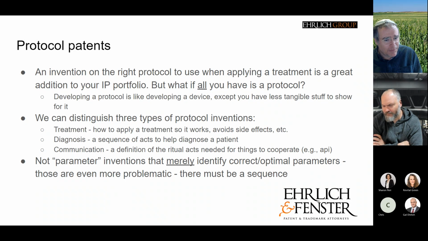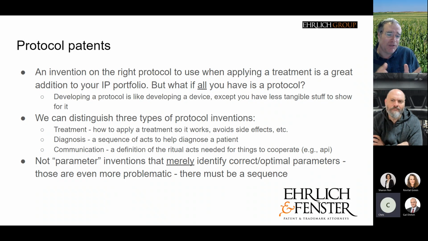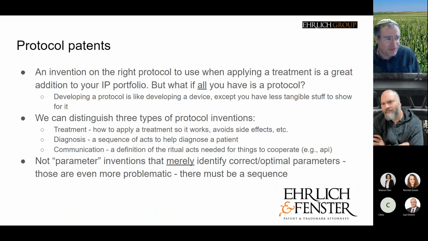Now, what I'm not going to talk about is what we could call parameter inventions. Parameter inventions are simpler than protocol inventions. All they say is, here's a number. When you hit the nail with a hammer, use between 20 and 40 newtons. So I'm not going to talk about them. These are even more problematic to protect. I'm going to talk about protocols, which are always more complex. It's usually some sort of sequence of acts.